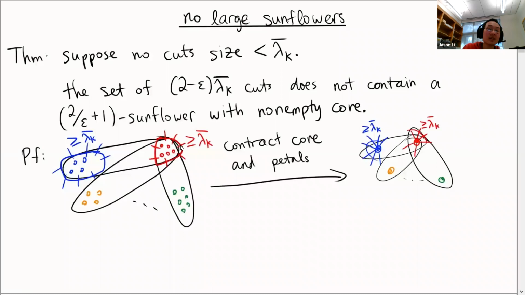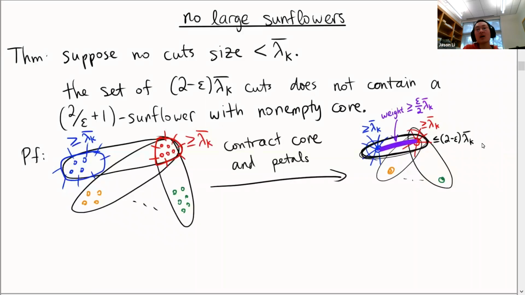And we repeat the same argument for the core, which we assume to be non-empty. So we get a single vertex here with at least lambda k bar edges out of it. However, we also assume that this set has size at most 1.99 times lambda k bar. So how can that happen? This set now has size 2, and these two vertices each have size at least lambda k bar, but this set has size at most 1.99 lambda k bar.